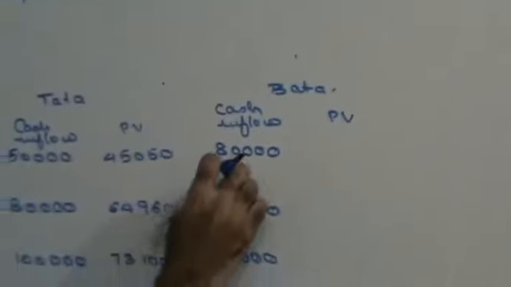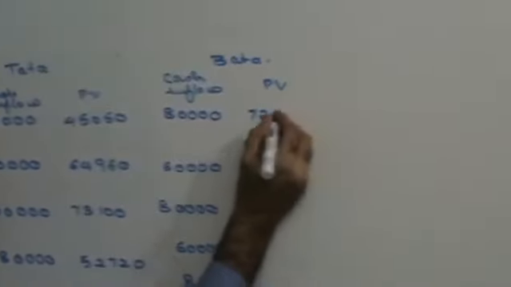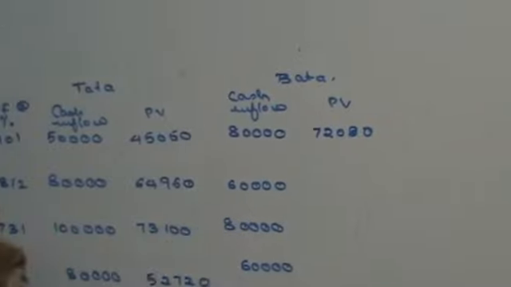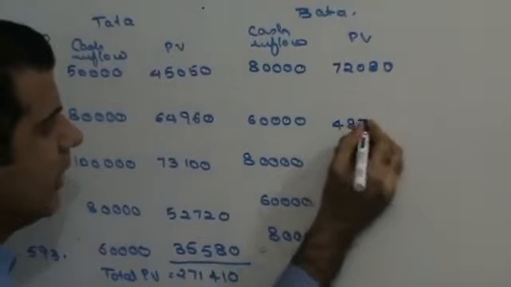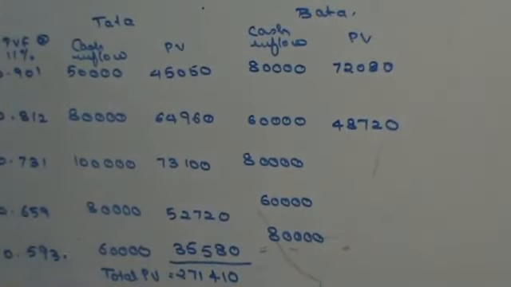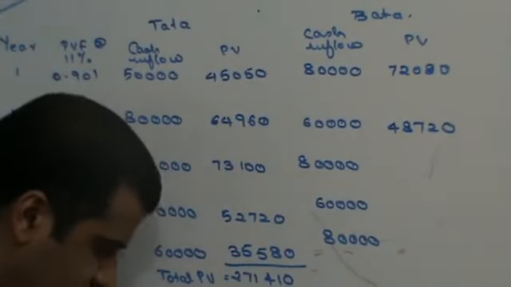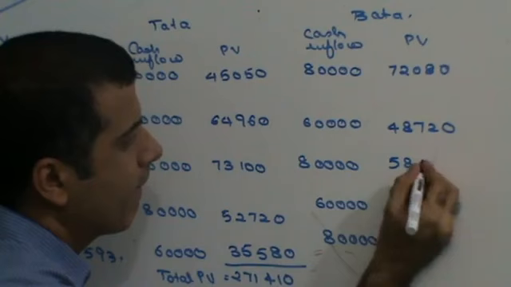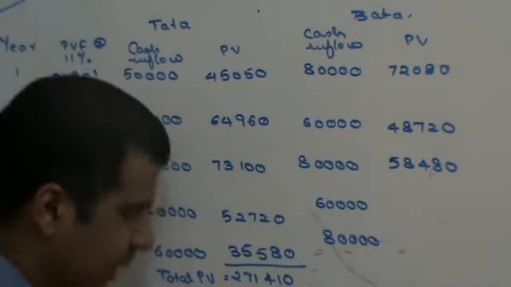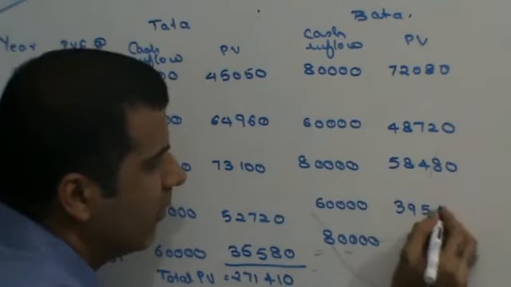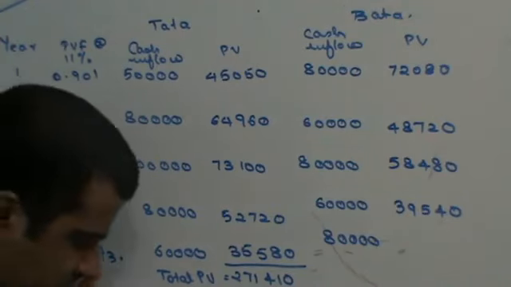In the second project, 80,000 into 0.901 is 72,080. 60,000 into 0.812 is 48,720. 80,000 into 0.731 is 58,480. 60,000 into 0.659 is 39,540, and 80,000 into 0.593 is 47,440.